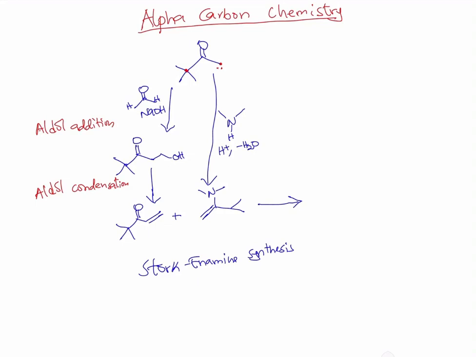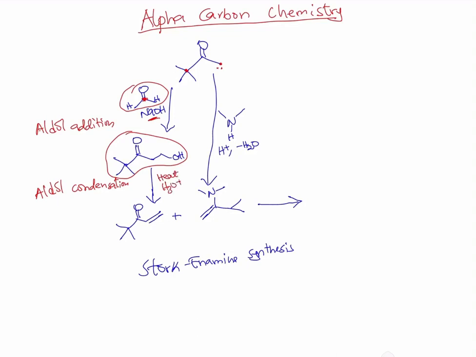For example, if we want to do a crossed aldol addition, then we can use a base to form an enolate. Then the enolate is going to be able to attack the carbonyl carbon. Then we end up forming the aldol addition product. Once we form the aldol addition product, we can let it undergo aldol condensation.